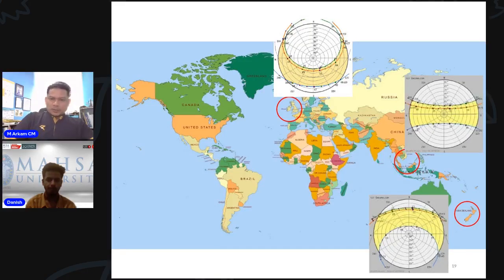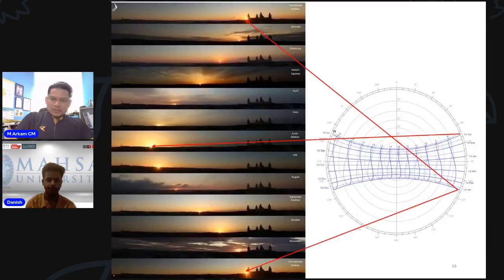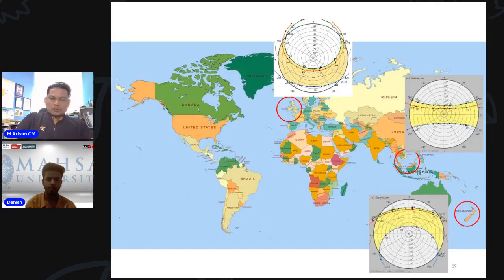Okay, so we talk about local Malaysia. This is our sun path. But when I understand it, we want to go for other countries. For example, in New Zealand over here, the sun path is different. The sun path is on the north side. They can see the sun on the north side. Meanwhile, in the UK, we can see the sun on the south side. So we don't have this kind of position.